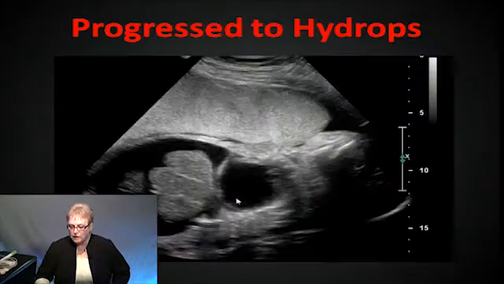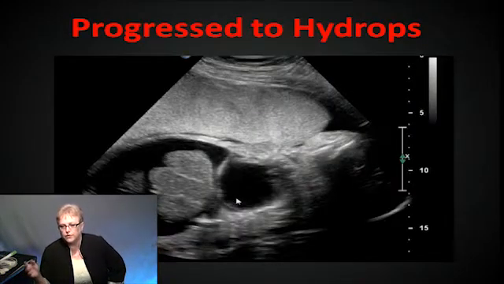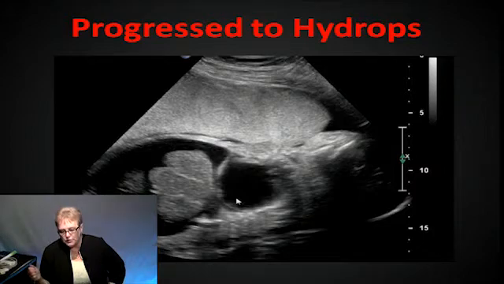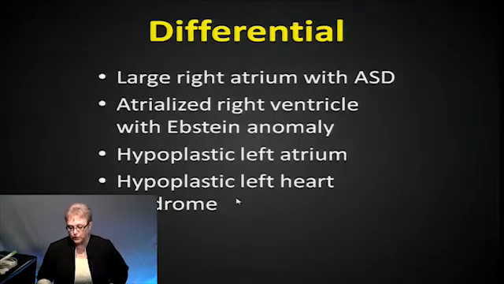So when we have an enlarged right atrium, one of our first things that we should be thinking about is why is that right side so big? So these babies, if they continue on, can end up developing hydrops, and anytime they develop hydrops, then that is a worse prognosis for those babies. Differential diagnosis for this would be a large right atrium with an ASD, an atrialized right ventricle with Epstein's anomaly, a hypoplastic left atrium, or hypoplastic left heart syndrome.